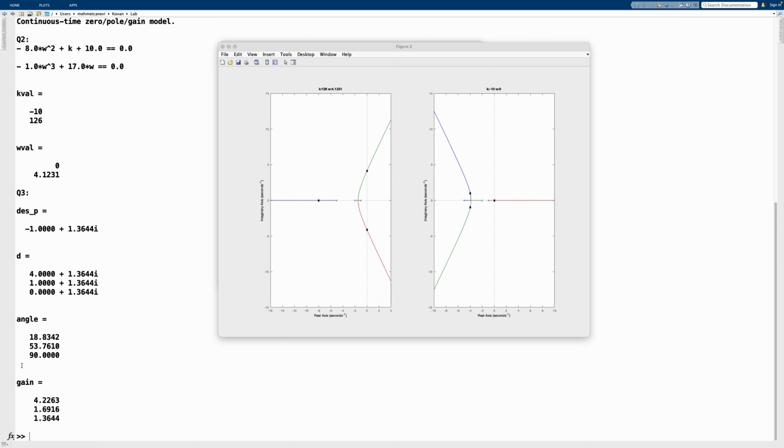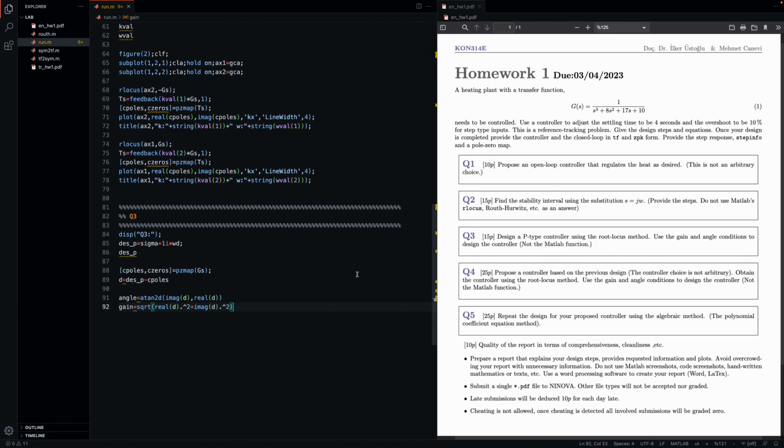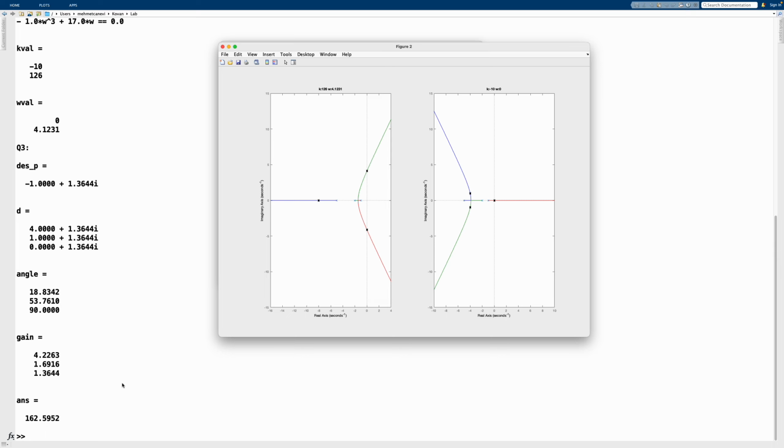Now, these angles should sum up to 180 degrees if the point is on the root locus, that is, if we can use the p-type controller to assign this pole or the desired point. So let's check that. In order to check that, we could do the sum of angle and see that it doesn't add up to 180. So at this point, we can conclude that the angle condition is not satisfied. For that matter, we cannot design a p-type controller.